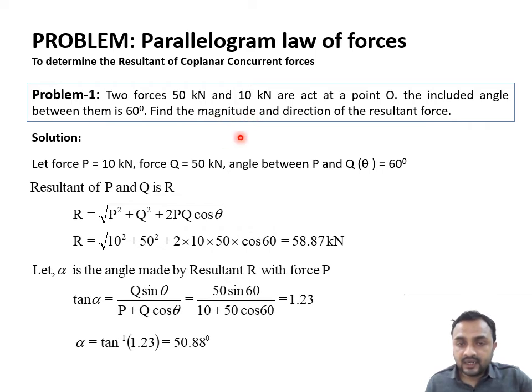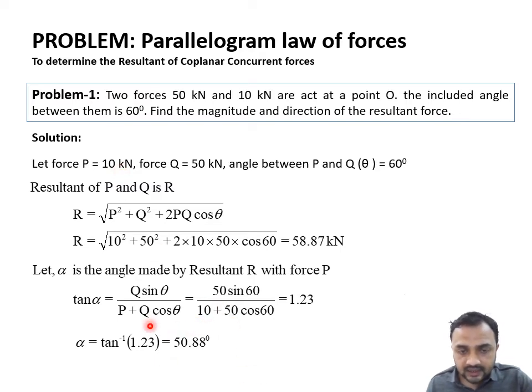Then what is the next question? Now, we want to find out the direction of the resultant force. Okay. So let alpha be the angle made by the resultant R with the force P. So tan alpha equals Q sin theta divided by P plus Q cos theta. We know that formula. So the value of Q is 50 kilonewton, theta is 60. So 50 sin 60 divided by the value of P, 10 kilonewton.